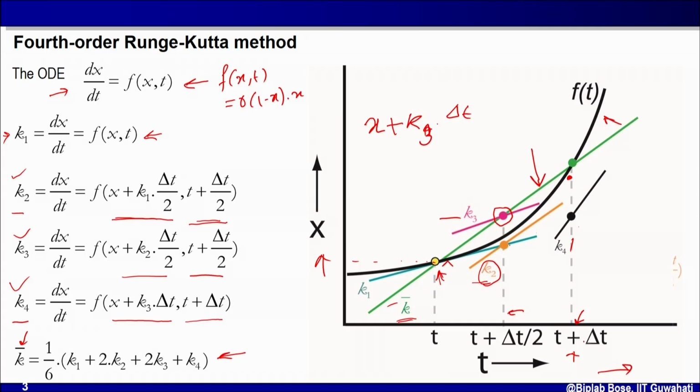As you can see, if I extrapolate this line to t plus delta t time, it will reach the green point, and the green point is on this original black curve, which represents the behavior of x with respect to time. So in this way we have extrapolated using an average value of the slope and got the new value of x at t plus delta t time, after the increment of time by delta t.